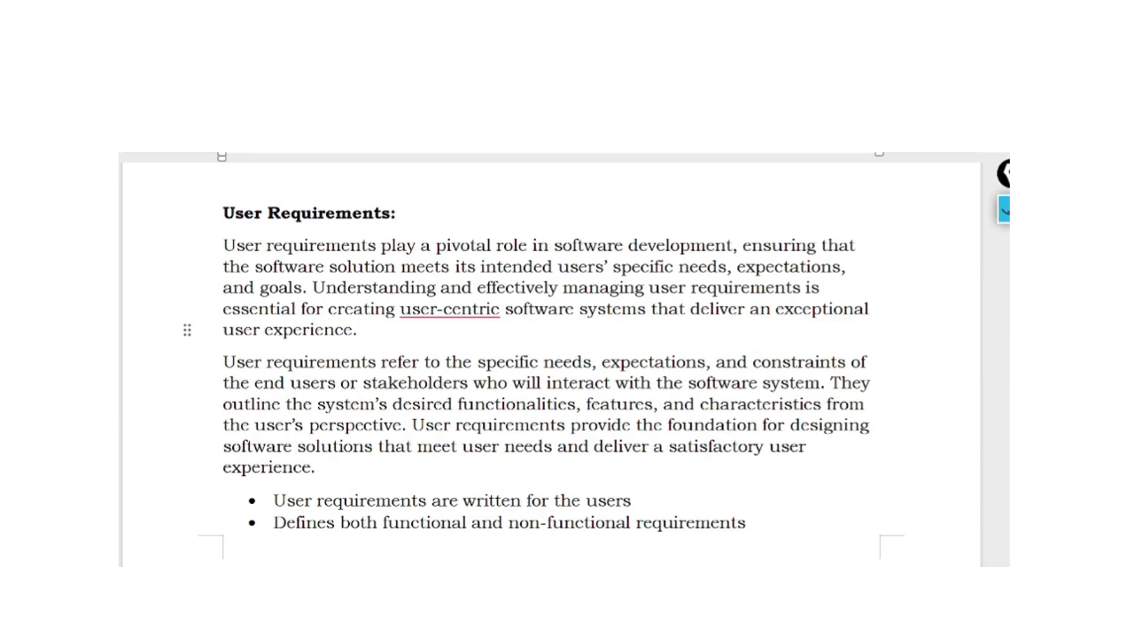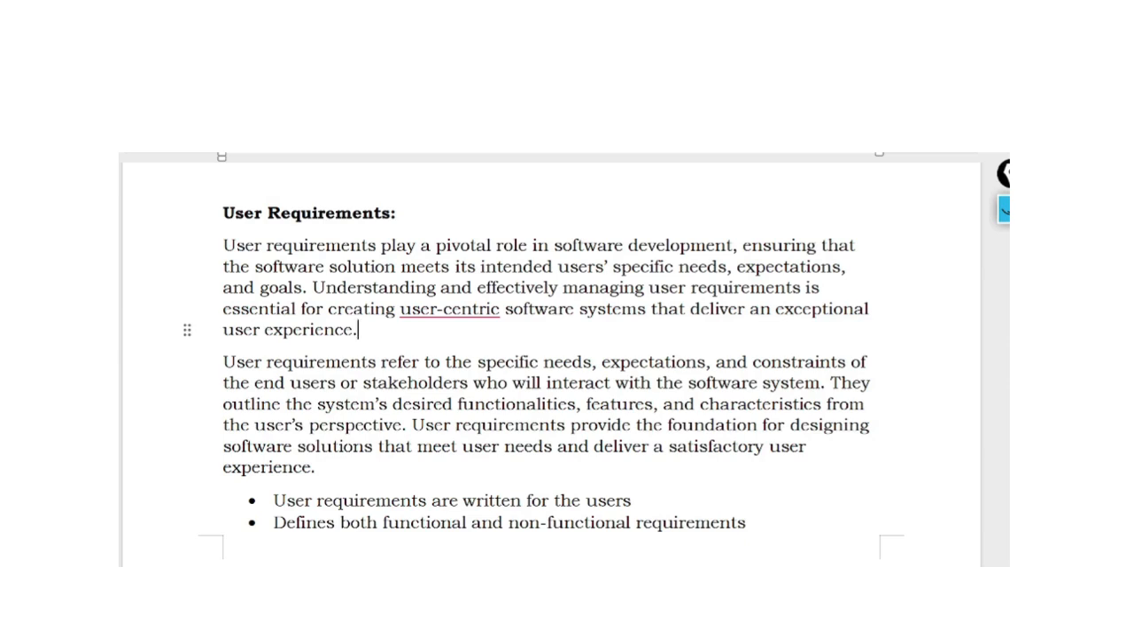Now I am going to discuss user requirements. In the previous video, we discussed what is meant by requirement, what software requirements are, what the different types of requirements are, and what functional and non-functional requirements are. Now we are going to focus on user requirements rather than software requirements.